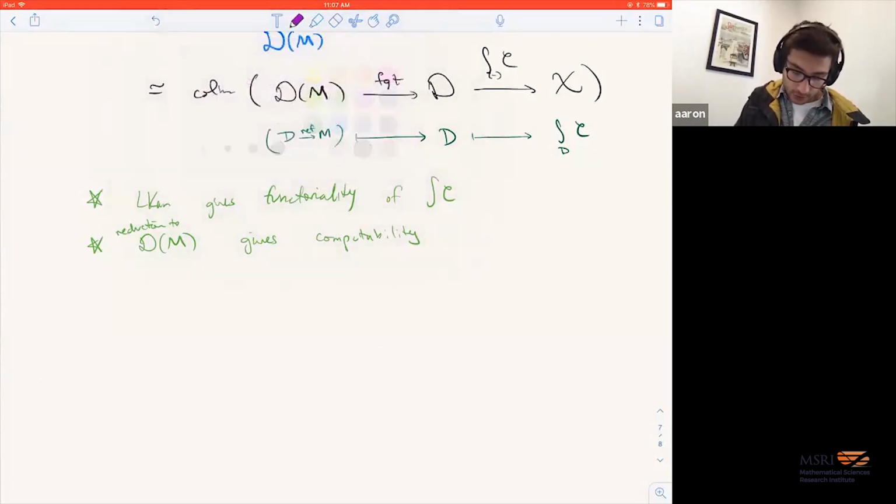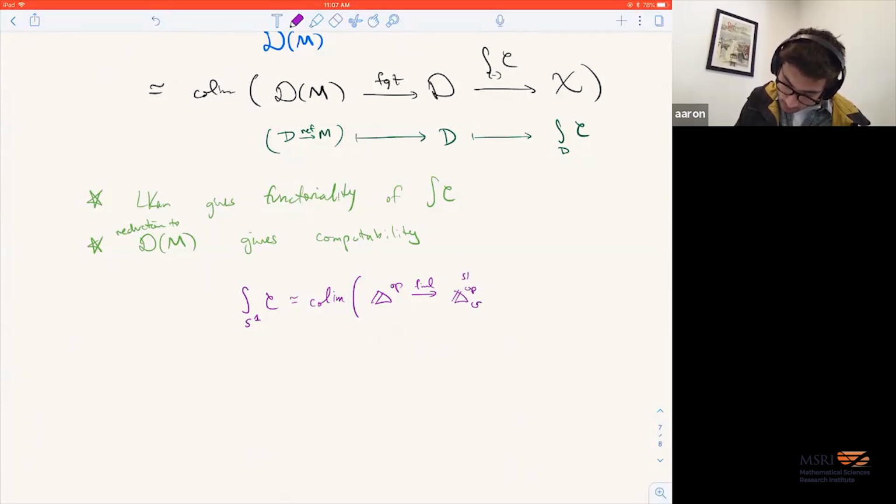And returning to the case of factorization homology over the circle, because of that finality that I stated earlier, there's this final functor, so you can restrict further. This is disk stratifications of the circle. And this composite functor is nothing other than the familiar cyclic bar construction.